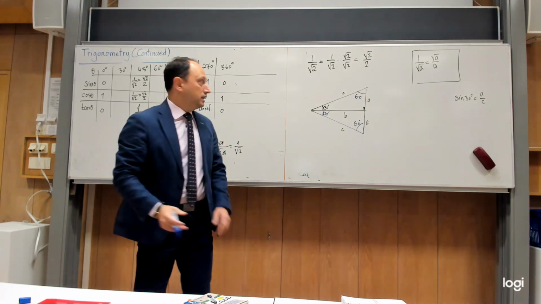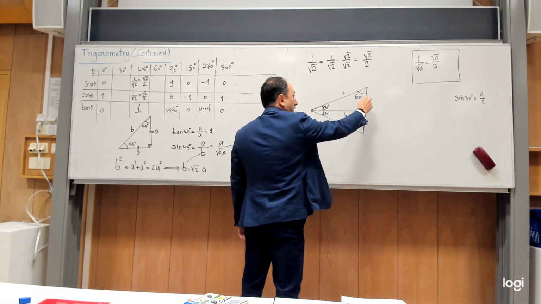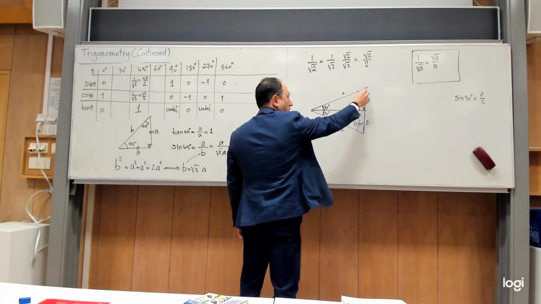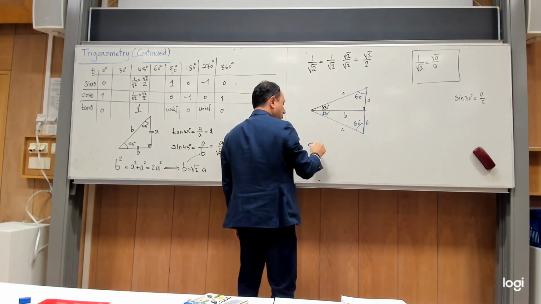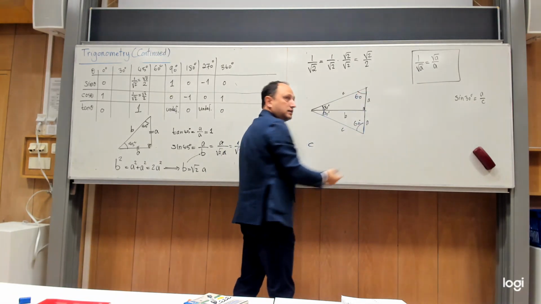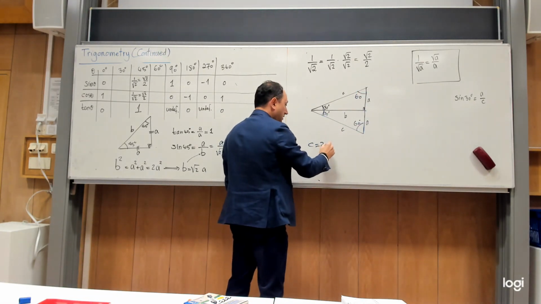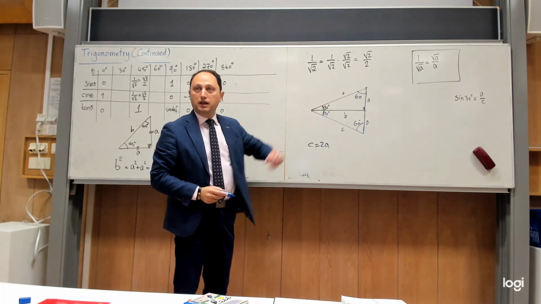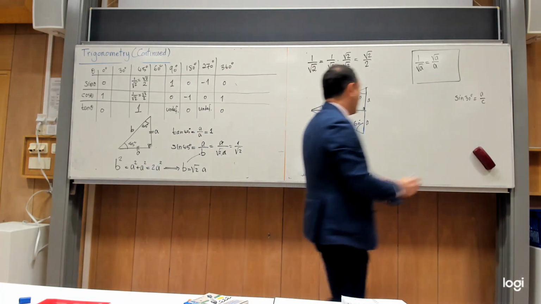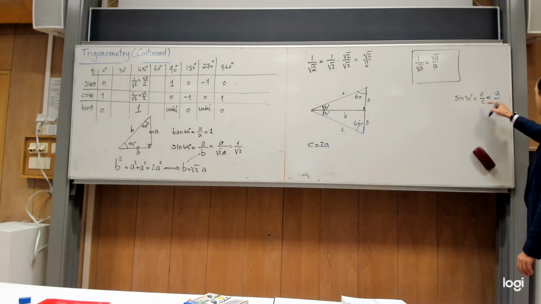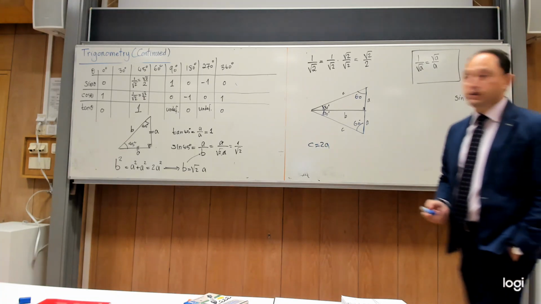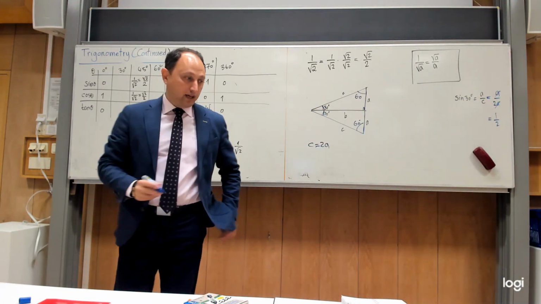So what does it mean? It means that this side, what is the length of this side? On the one hand, it should be C. On the other hand, it is 2A. So they have to be equal. And that is the relation that I was looking for. I wanted a relation between C and A, and I put it back here. So this becomes A. Instead of C, I put 2A, and this is cancelled, so I get 1 over 2. So sine of 30 is exactly 1 over 2. So let me put this number back here.